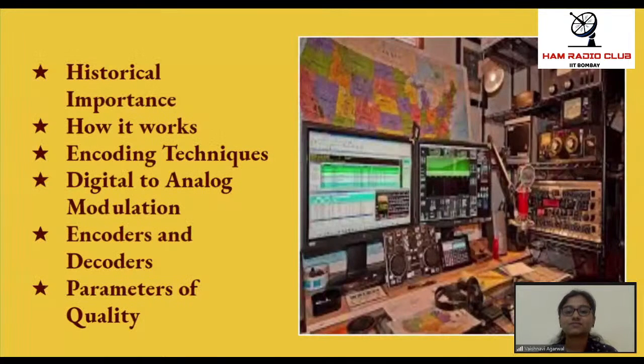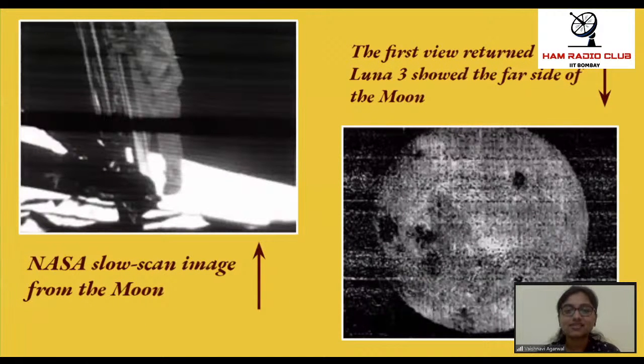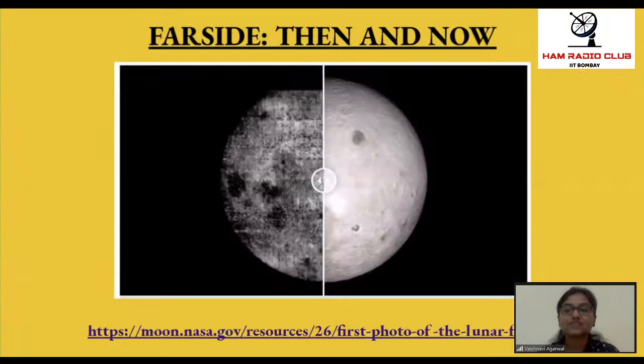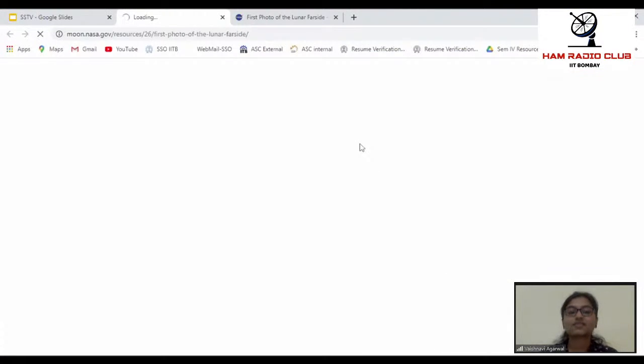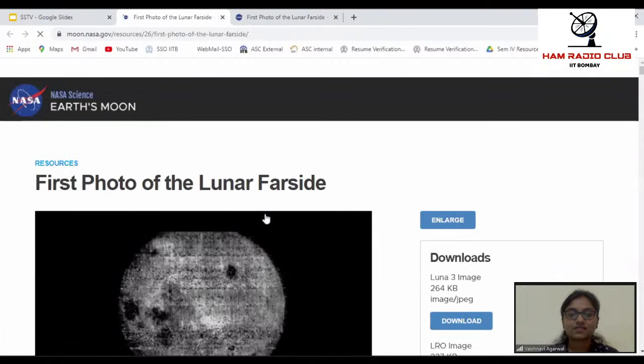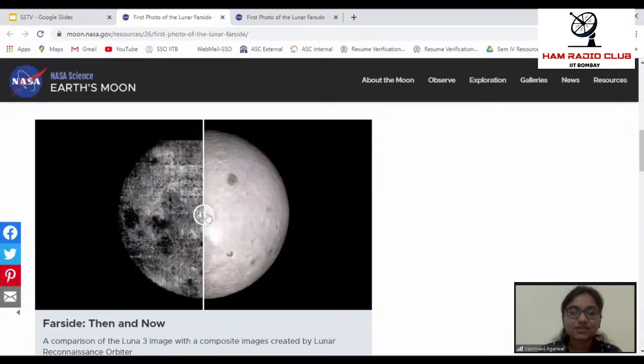So where was it used? As you can see here, Luna 3 used SSTV to transmit the first images of the far side of the moon. We can observe that the first image that we received then using the SSTV and the recent images that we have received using the latest technology are very similar. The image showed the craters at the same positions. Hence, SSTV was very useful. Here you can observe the craters being at similar positions.